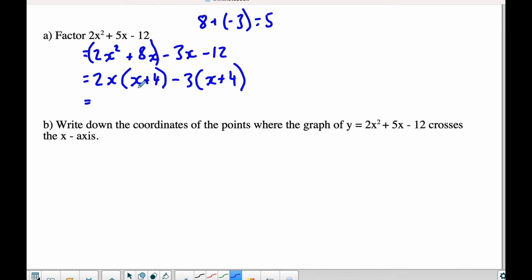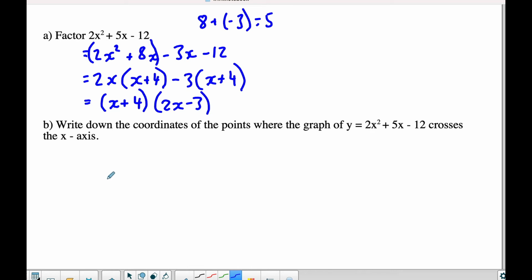So when we take the common factor of x plus 4 out from both terms, then it's going to be x plus 4 times 2x minus 3.